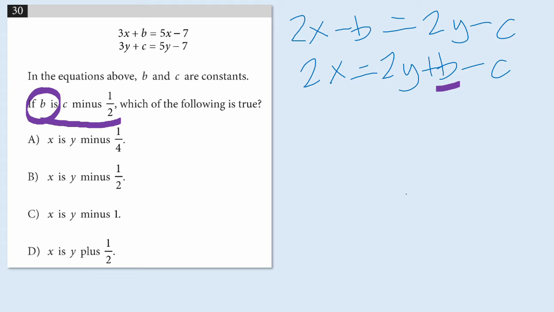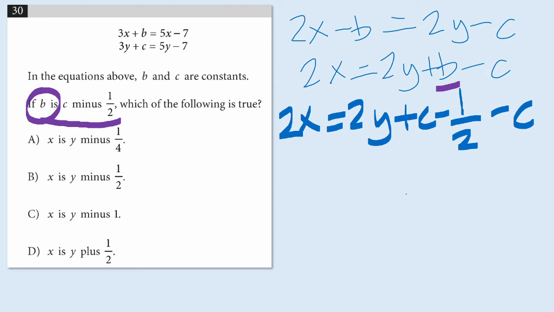So what do I have now? 2x equals 2y, and for b, I'm putting in c minus 1/2, so I have plus c minus 1/2 minus c. Now what can we do? Well, notice that that c and that minus c will give us 0. So now I have 2x equals 2y minus 1/2.